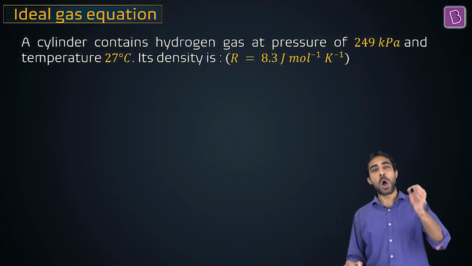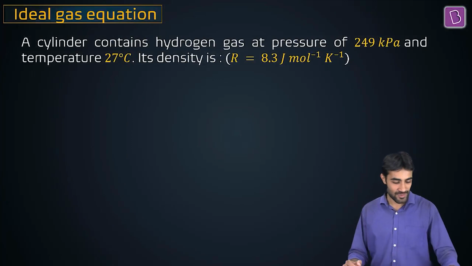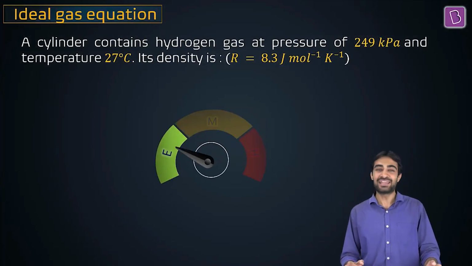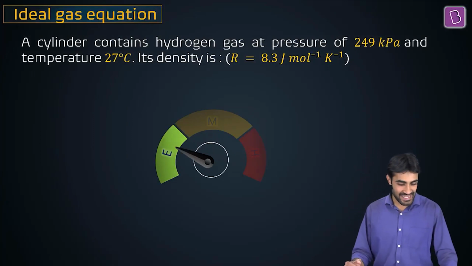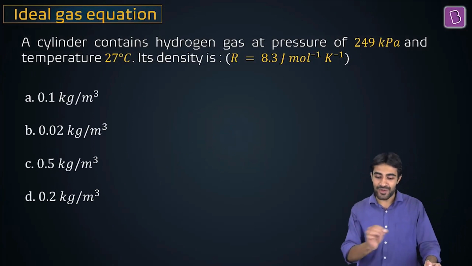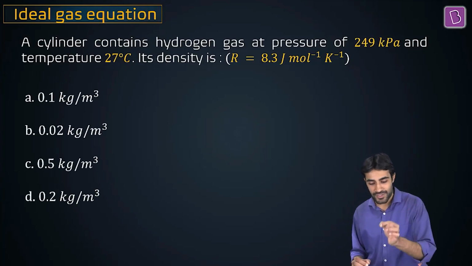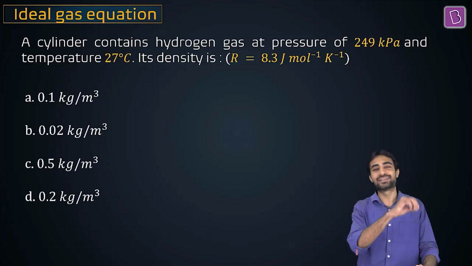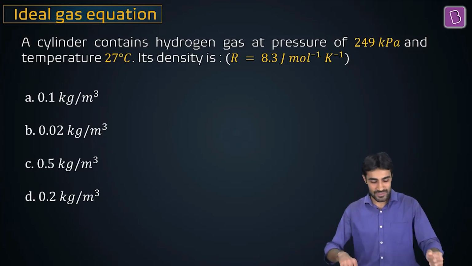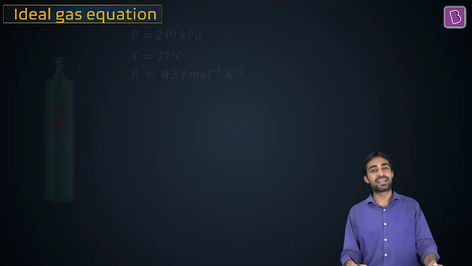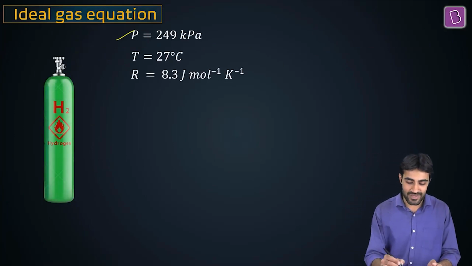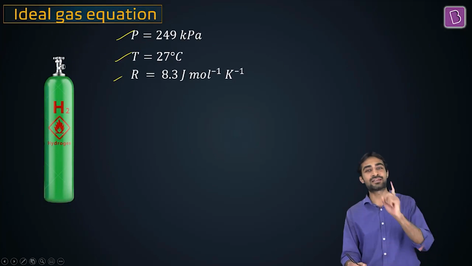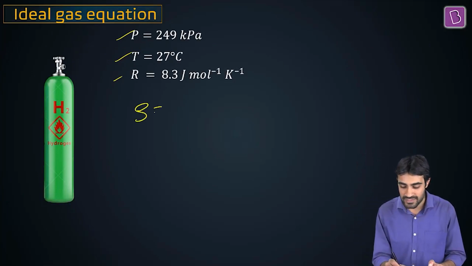Here is a question on ideal gas equation. And you know what? This question seems to be very easy. The question says that a cylinder contains hydrogen gas at a pressure of 249 kilopascal and temperature 27 degrees centigrade. What is the density? So simple. So what is given? First of all, they gave us the gas is hydrogen and the pressure is given, the temperature is given, and we also know the value of R. What is asked? The density of this gas. What is the value of rho? This is the question.